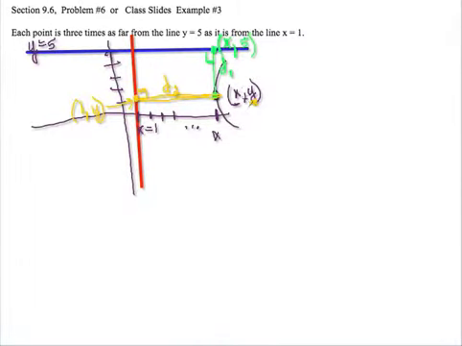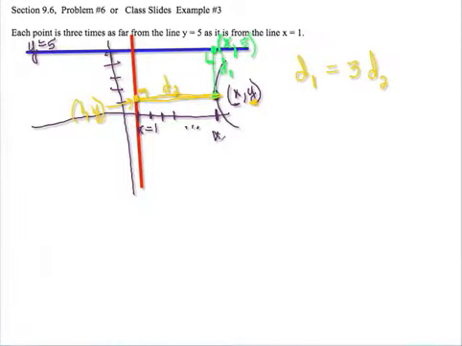the distance to the line y equals 5 is d1. I think it means that d1 is 3 times d2, which means my drawing is very, very bad. But that's okay. I mean, we get the idea, right? d1 should have been a lot larger. So d1 is 3 times d2, because d1 is the distance to the line y equals 5. That distance is 3 times the distance from the line x equals 1, which is d2.